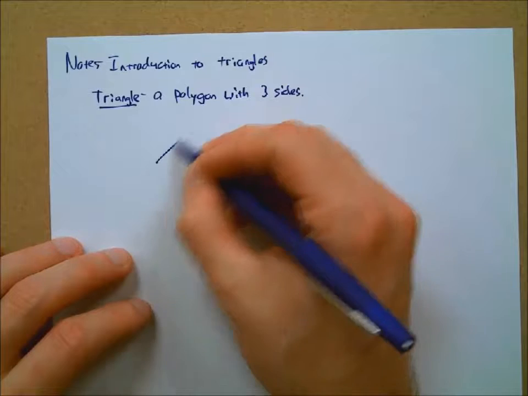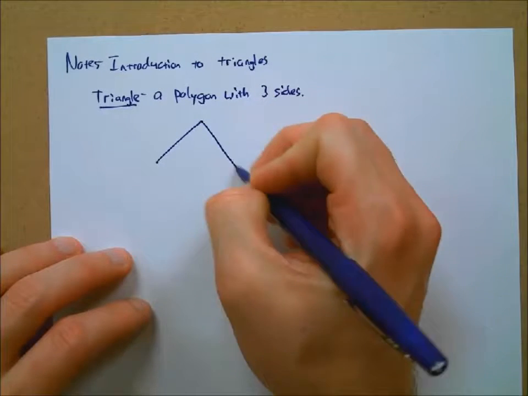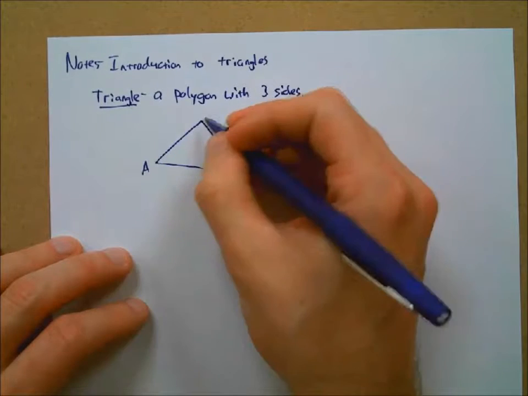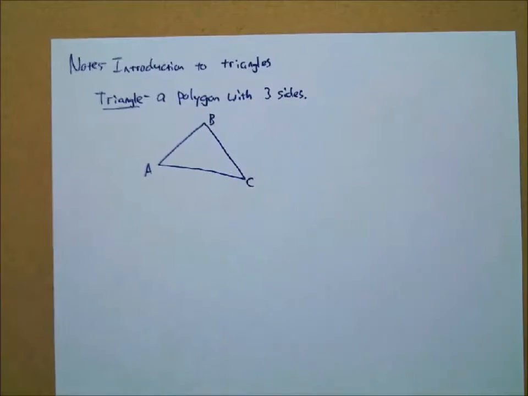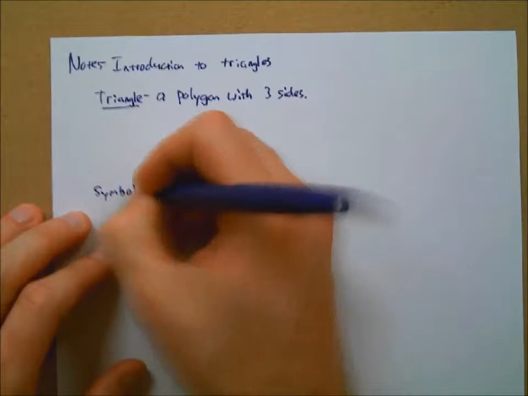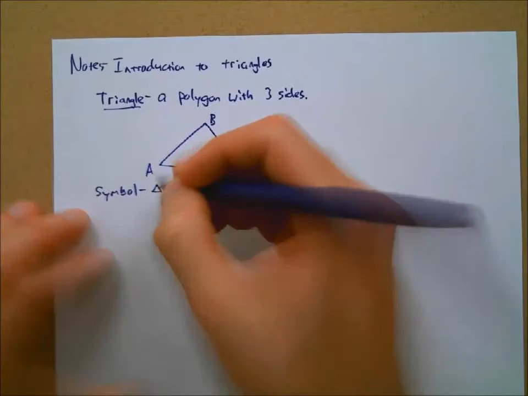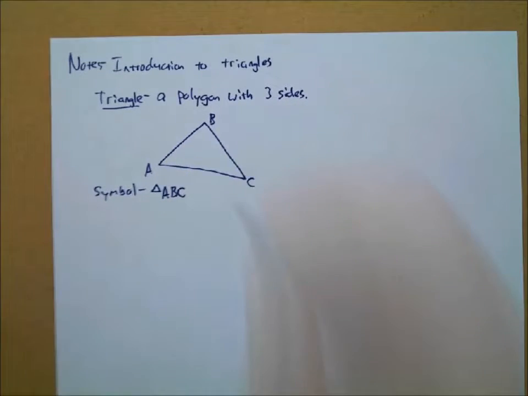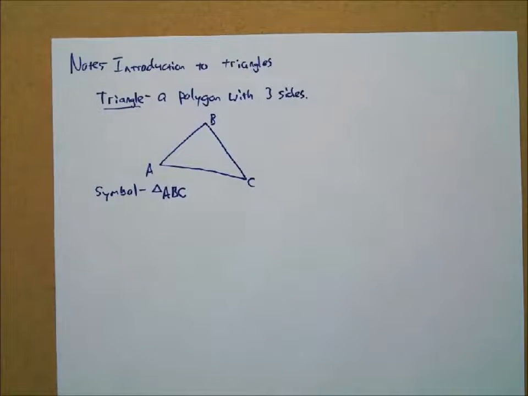Just draw an example right there of a triangle. The symbol that we use is like a little triangle symbol. So, for example, this triangle here is called triangle ABC. That's how you'd name it, triangle ABC. That's how we can talk about that object.